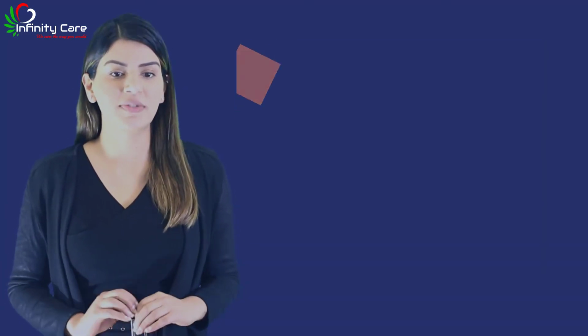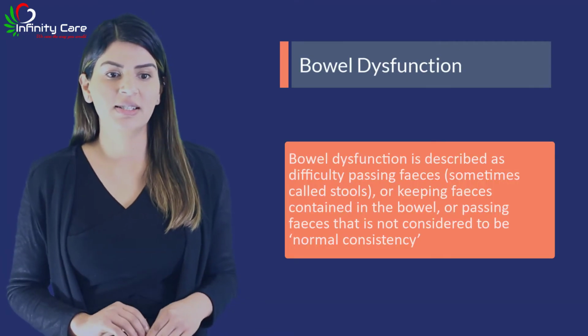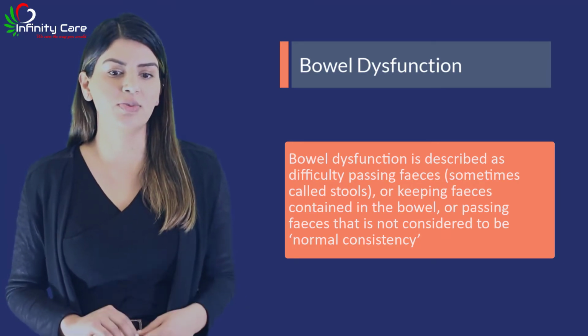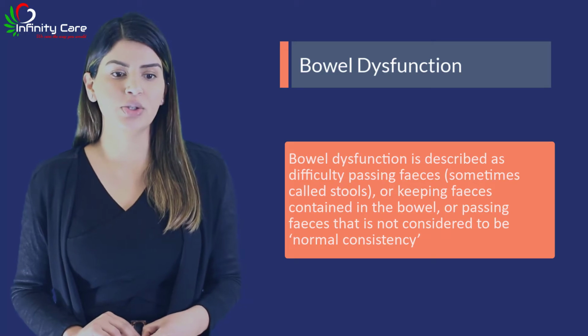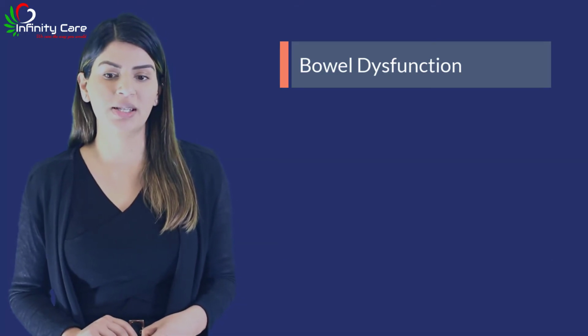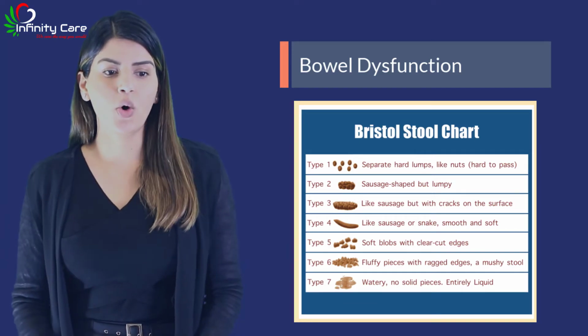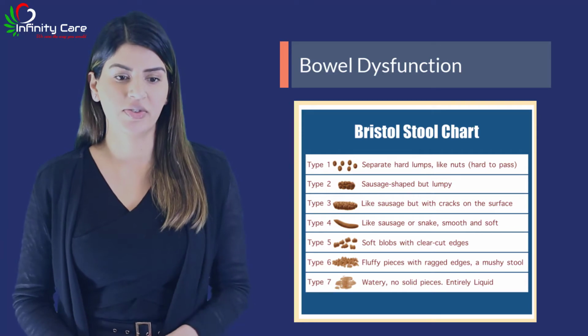Bowel dysfunction. Bowel dysfunction is described as difficulty passing feces, or keeping feces contained in the bowel, or passing feces that is not considered to be normal consistency. The Bristol stool chart is used in the classification and documentation of feces. Please refer to the chart. Type 4 represents the ideal stool, which is formed and easy to pass.